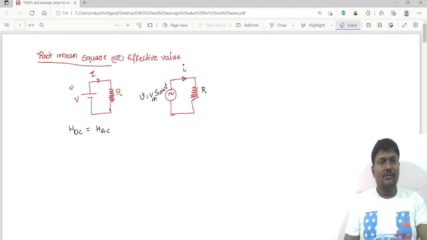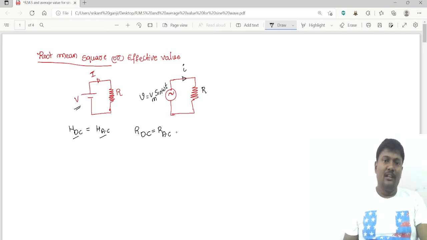Today I will discuss what is a root mean square, RMS value or effective value. What is the definition of RMS? The voltage at which the heat produced in a DC circuit is equal to the heat produced in an AC circuit, provided the resistance value is the same and it is operating in the same time period.